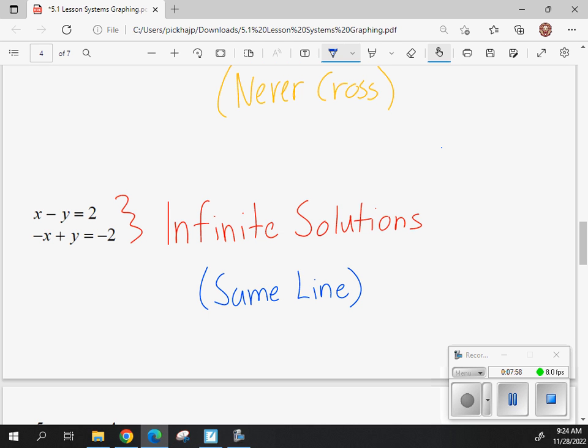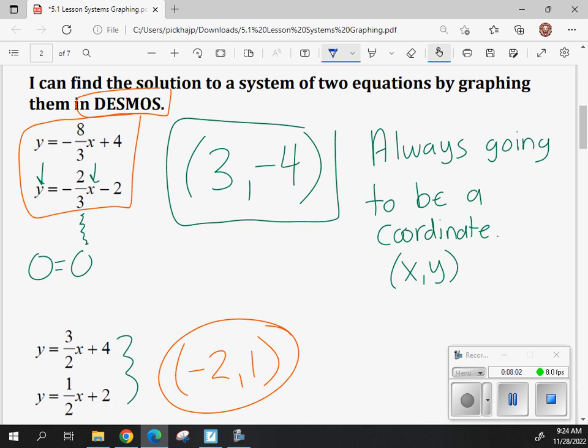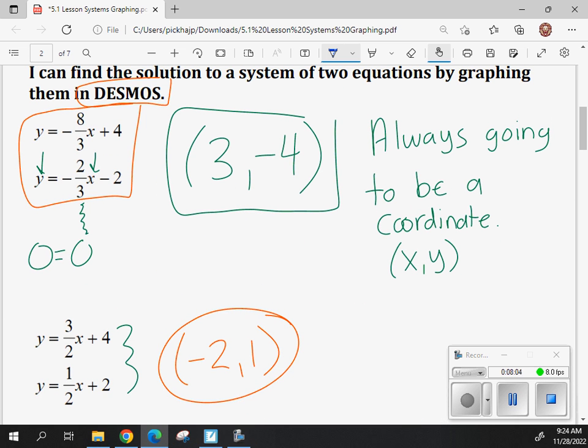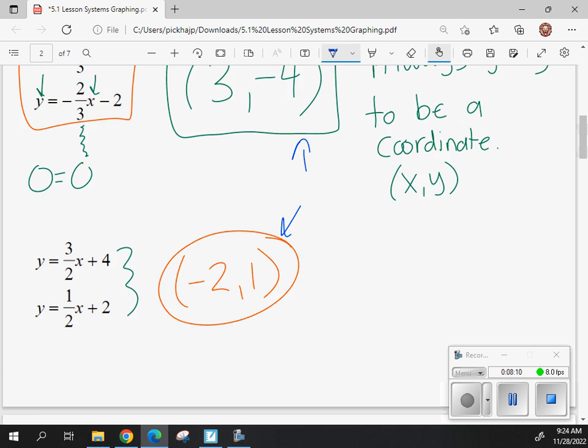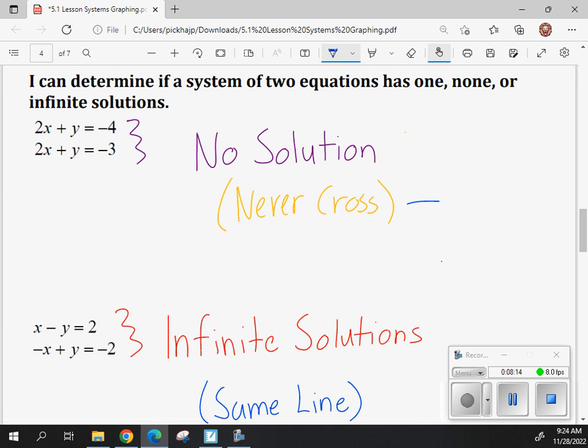So we have three possibilities when we solve a system of equations. We have a possibility where we graph them, they intersect at one point, and then we document the point, and that's our solution. We have this scenario where these lines never cross, and so there's no solution. And then we have the scenario where the lines are the exact same line when we graph them, and so that means they have infinite solutions.